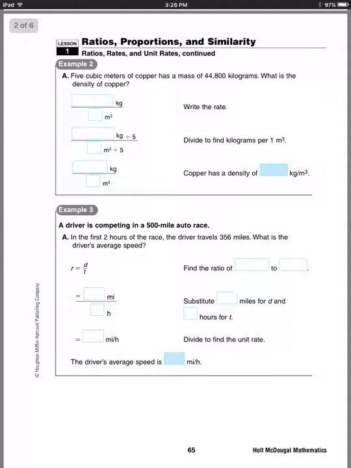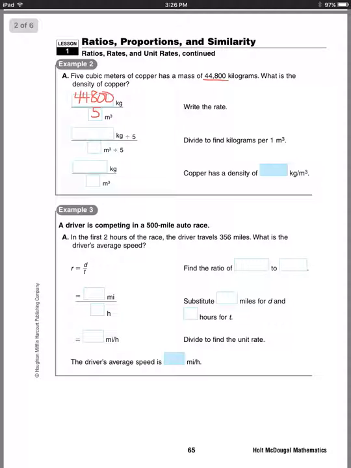So 5 cubic meters of copper has a mass of 44,800 kilograms. What is the density of the copper? We want the density of the copper to equal 1. Okay? That's the unit rate. So this is going to be our 5 because we want that to be 1. And then we have 44,800 kilograms. And on this one, it gives it away because they wrote it out for you and they showed you that kilograms goes in the numerator and meters goes in the denominator.